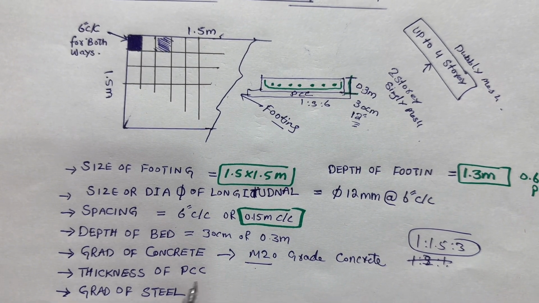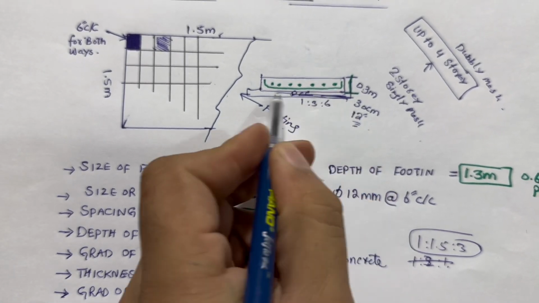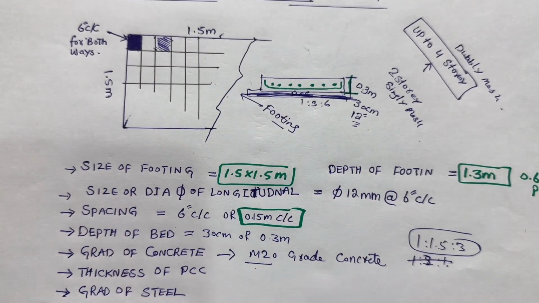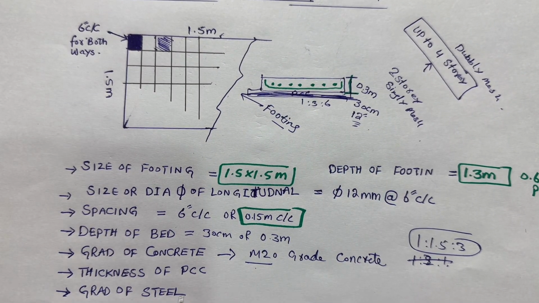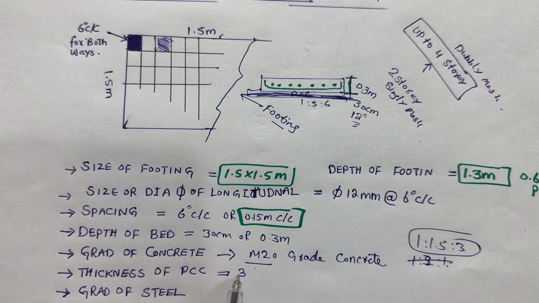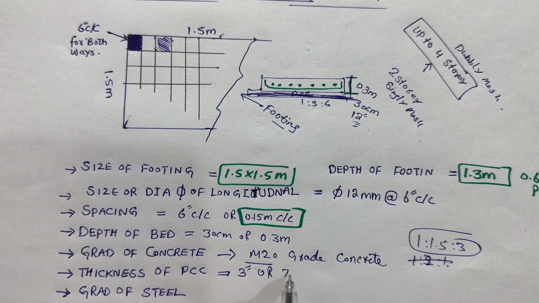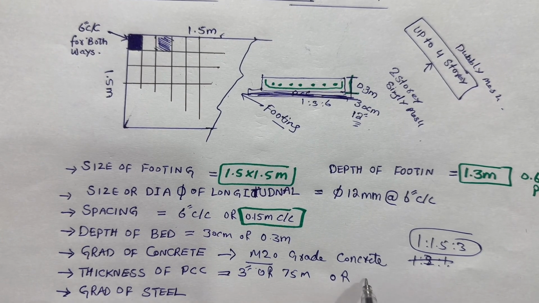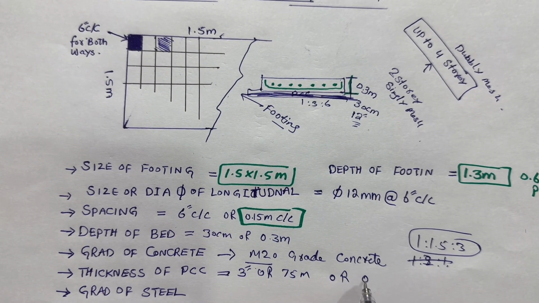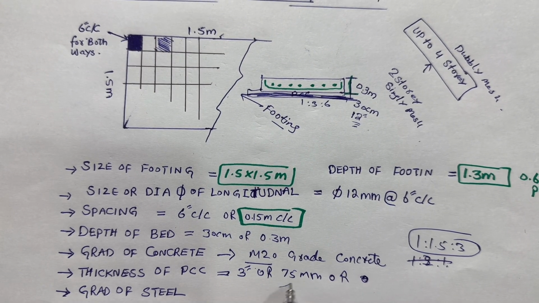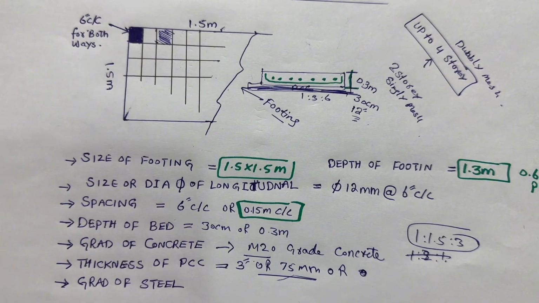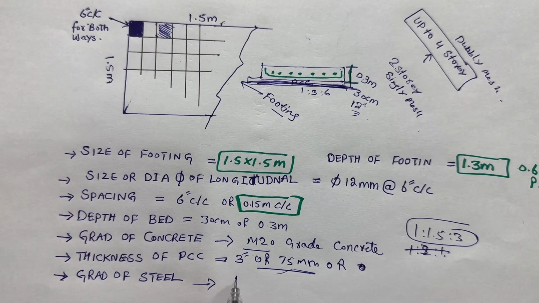Next, thickness of PCC, guys, as I discussed before, this one before placing the bed depth. It should not be more than 3 inches, or you can say 75 millimeter. Okay. Next, grade of steel. So use 40 grade.